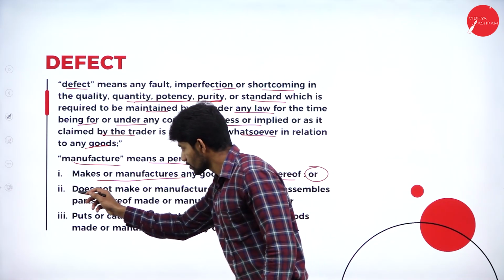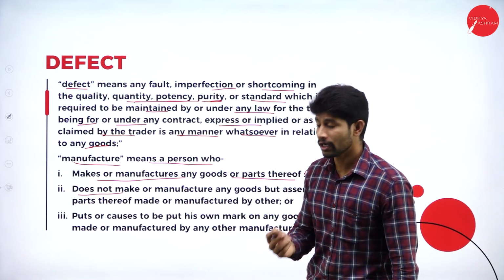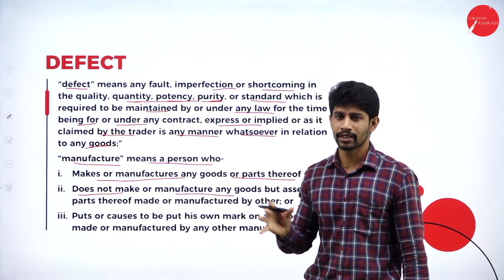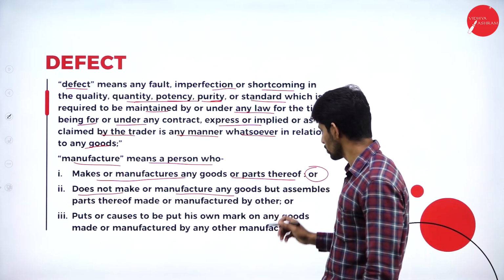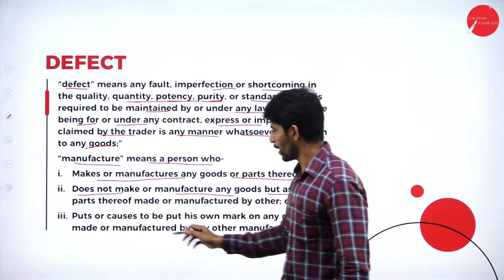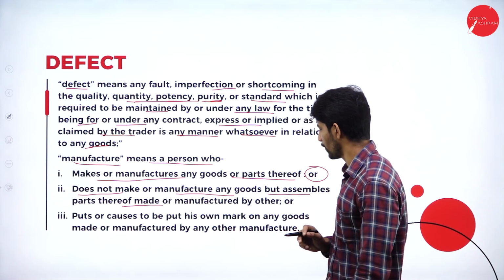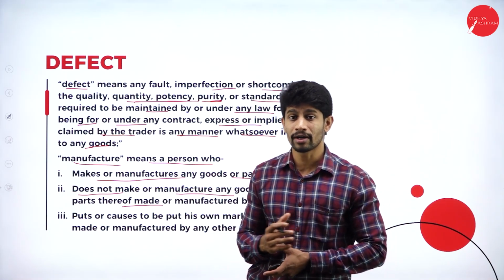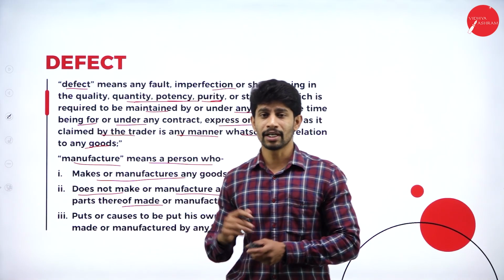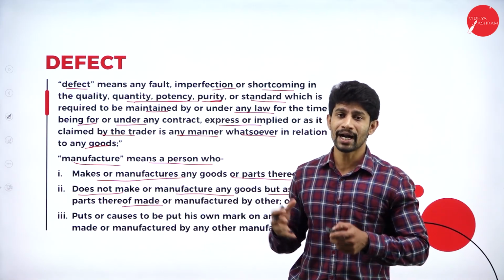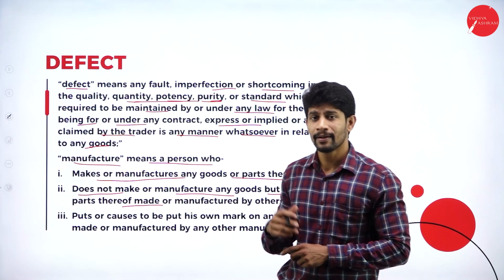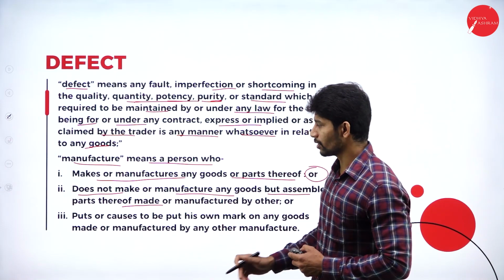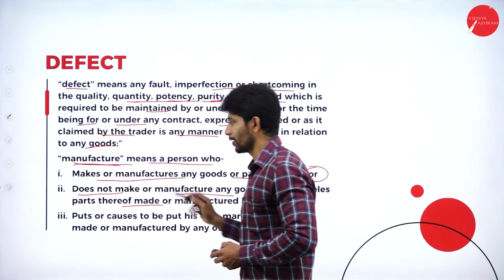Or a person who does not make or manufacture any goods but assembles parts thereof made or manufactured by others. That means he does not manufacture any product or parts of the product, but he purchases the parts from other persons, assembles them, and converts those parts into a final product. At that time also he is called a manufacturer.